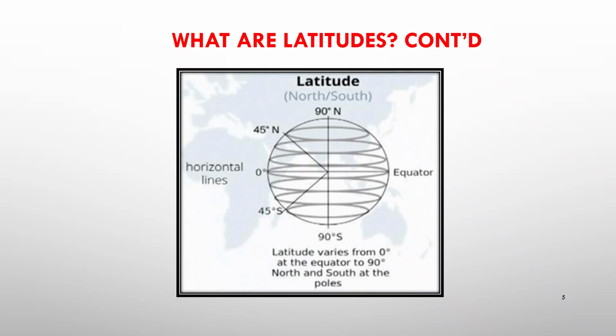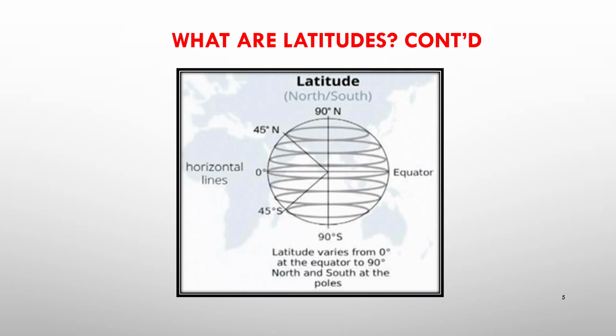Then the poles serve as the limits of the lines of latitude. The measurement of latitude extends from the equator, which is 0 degrees, all the way to the North Pole, and the value of the North Pole is 90 degrees north, and the South Pole is 90 degrees south. These are the maximum points. You cannot go further north than the North Pole or further south than the South Pole. They mark the limits of the latitude.